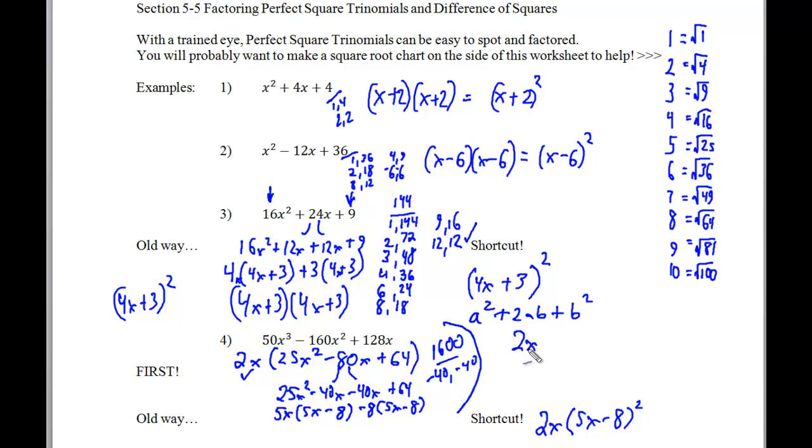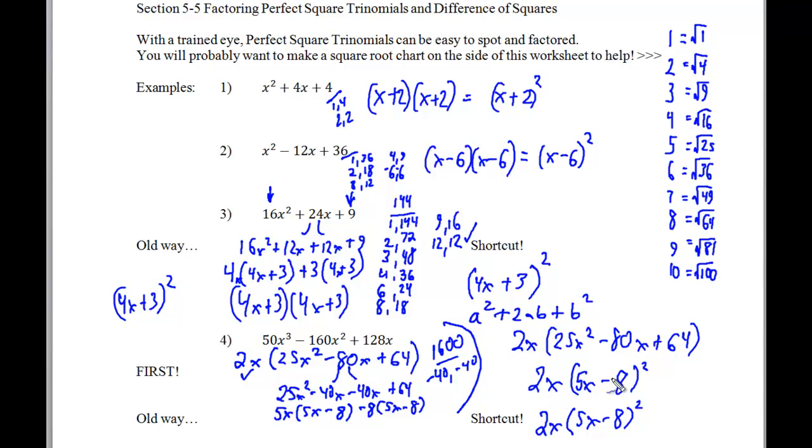After I take my 2x out and I have my 25x squared minus 80x plus 64, I look at the square root of 25, which is 5. I look at the square root of 64, which is 8. And I look at the middle term. Is 5 times 8 times 2 equal to 80? It is. And since the middle term is negative, I put the negative there.